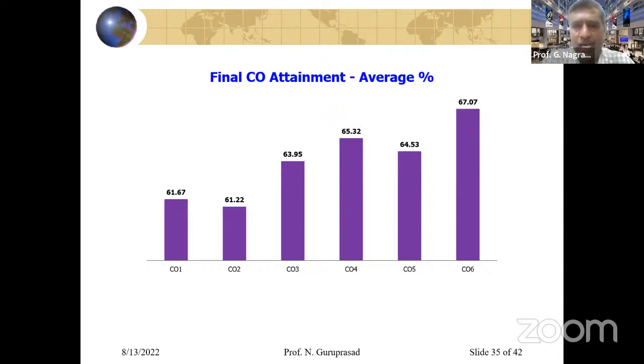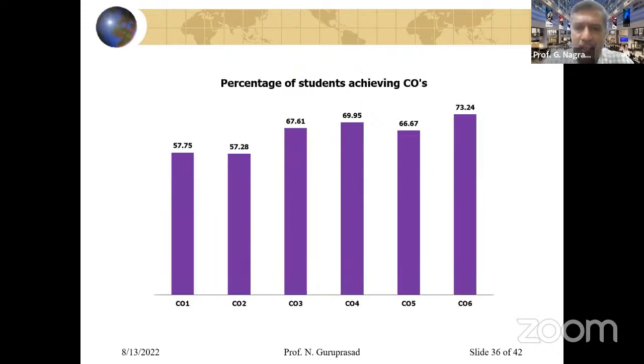This is what I could assess at the end of the day, and this was the attainment. Incidentally, my course could achieve all the 6 course outcomes. As you see from the graph, it starts from 61.67 as a percentage for CO1, and the last course outcome was 67.07. This is the percentage of students achieving individual course outcomes.